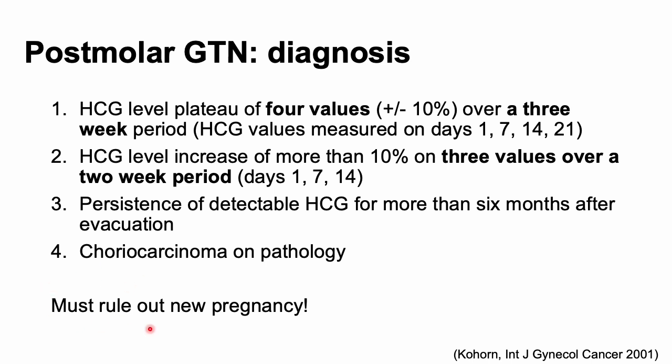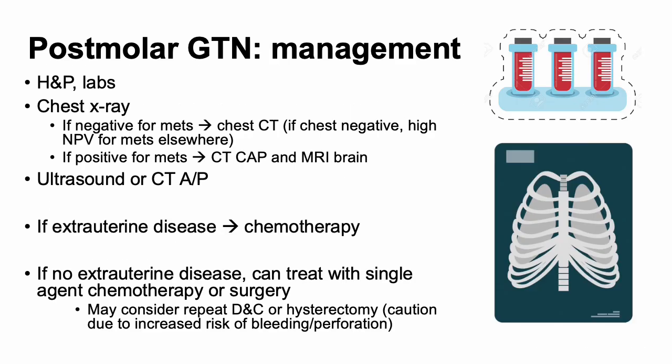You always must rule out a new pregnancy, so just be aware of that. Once you have your diagnosis and you're going to start your evaluation for metastatic disease, you can start with a chest x-ray. If that is negative, then you'll need a chest CT. If that is negative, then there's a very high negative predictive value that there is metastatic disease anywhere else.